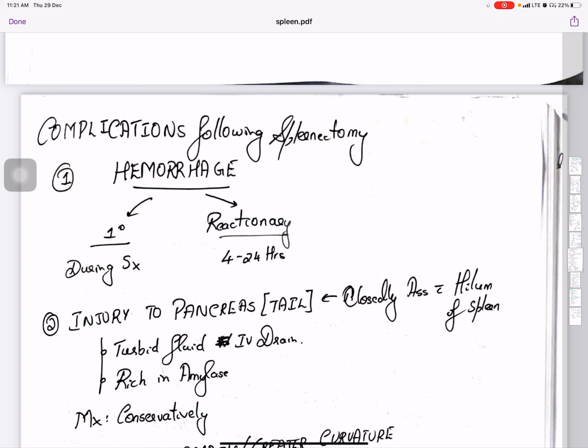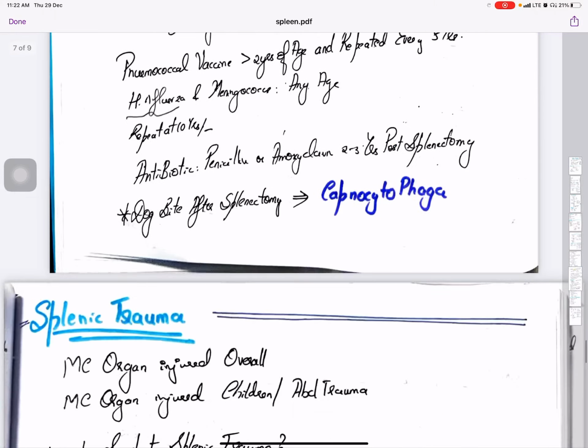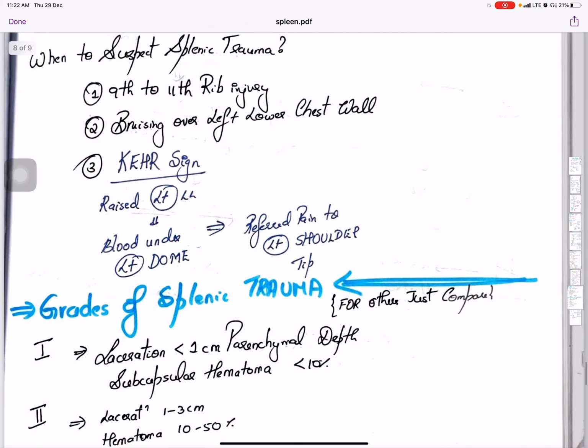This is most commonly due to slippage of ligature, most commonly around the splenic artery, 24 to 48 hours later. Hemorrhage over. After that, we have pancreatic injury, seen in about 6% of cases. This occurs because the tail of pancreas is closely associated with the spleen. We see fluid rich in amylase. Manage conservatively: check vitals, hematocrit, and repeat CECT at 24 hours.